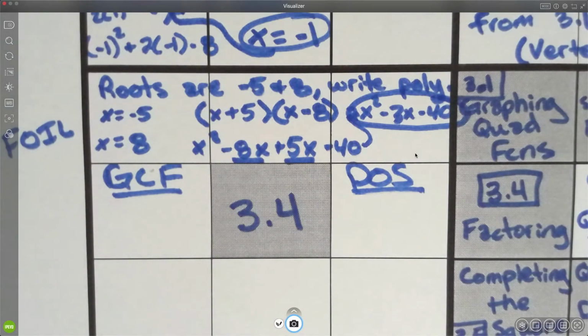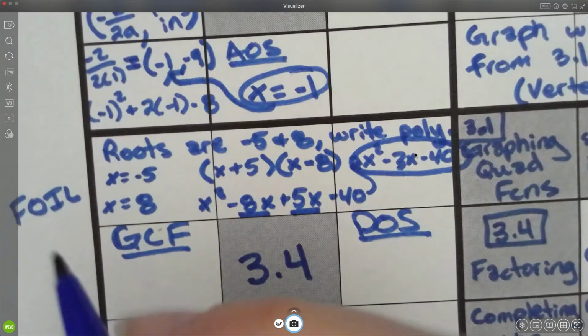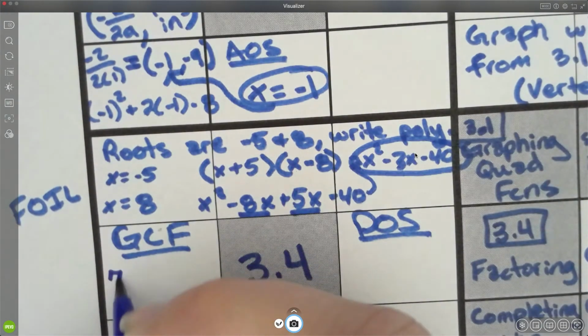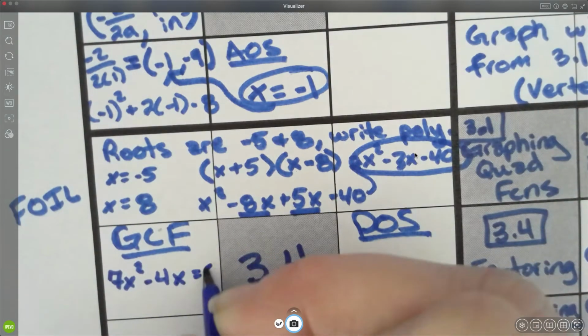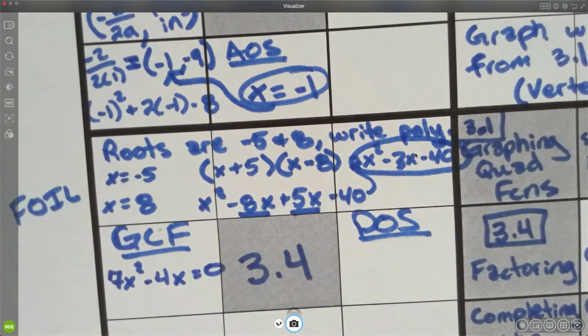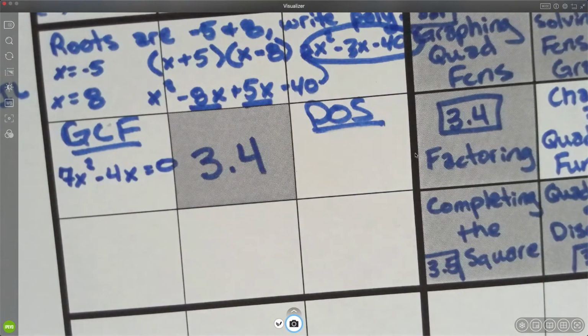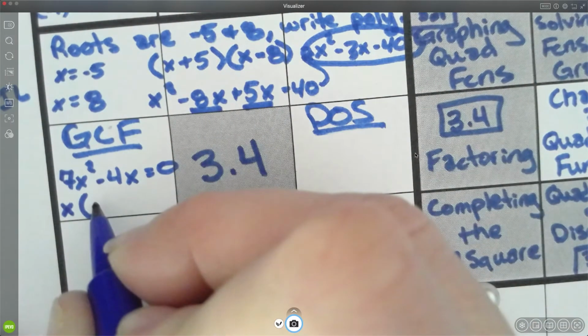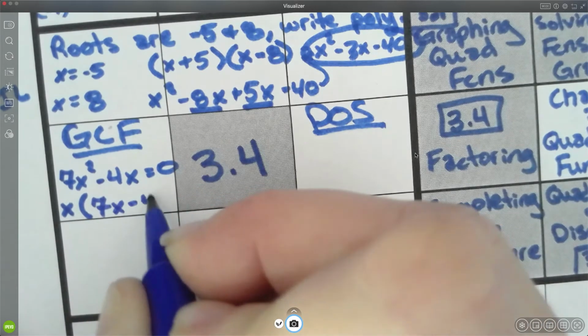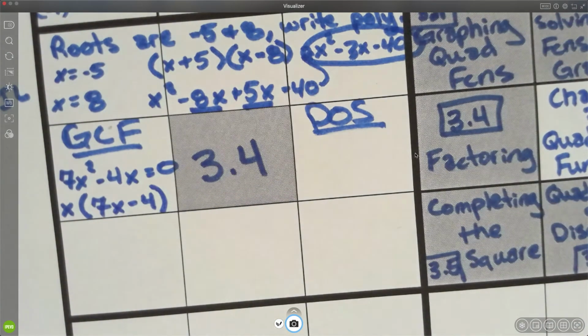Okay, so let's try 21. 7x squared minus 4x equals 0. What are you going to pull out? x. And what's left over is 7x minus 4, so x times (7x minus 4) equals 0. Then what do you do with both of those pieces?